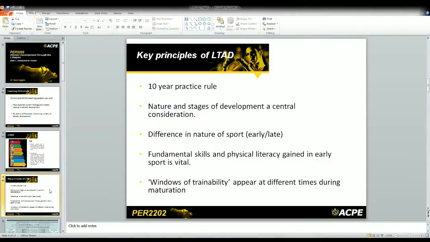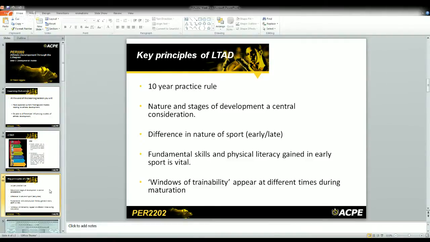One of the principles of long-term athletic development, or LTAD, is the 10-year practice rule. It has come out that it takes around 10,000 hours of practice to become an elite athlete, or to master any skill, language, musical instrument, whatever. As you can see, 10,000 hours is a great deal. Now, if you want an elite rugby league player or an elite AFL or basketball player, it's not about having them do 10,000 hours of that sport.